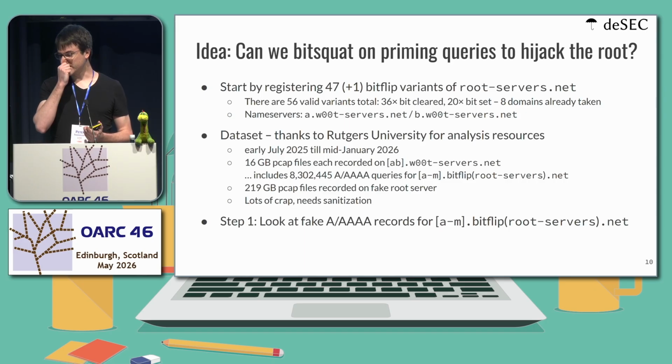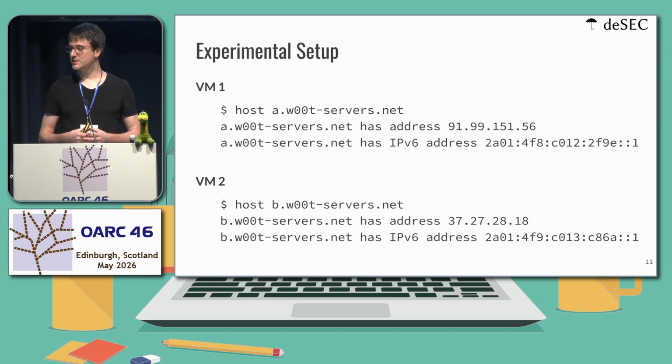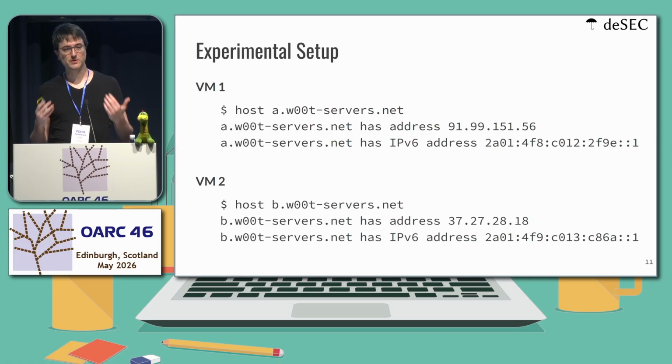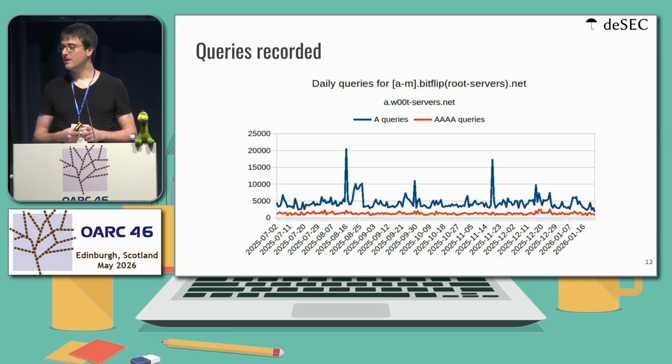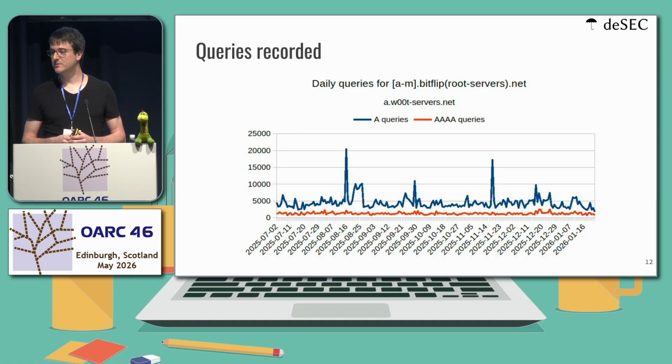Initially, we only looked at the address record queries for the single letter .bitflip versions of the root server domain. So the setup is, as I explained, those are the two name servers that are authoritative for all the rootservers.net bitflip variants. And on these two VMs, we collected the traffic. This is from the first of these two VMs.